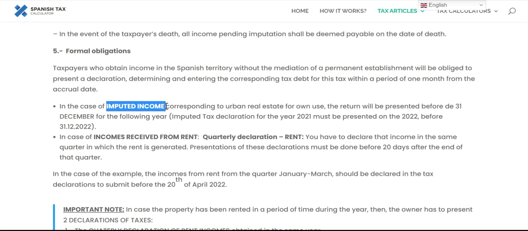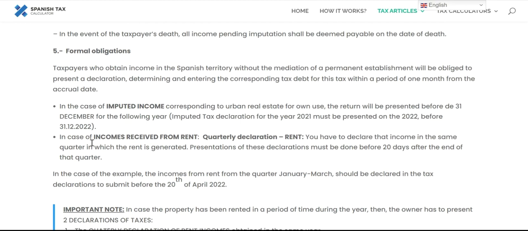So, as well as for Spanish residents, as owner of a property in Spain, being non-resident, you are liable to declare and to pay this tax. Okay, so we have explained the imputed income.